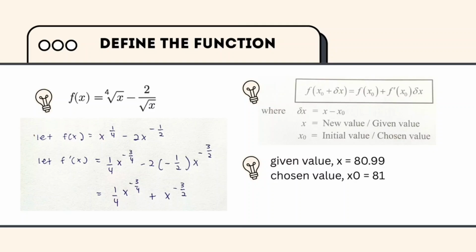After that, we find the derivative of the function, f prime x, and we get f prime x equal to 1/4 x to the power of negative 3/4 plus x to the power of negative 3/2. We will be using this formula. We choose the given value equal to 80.99 and the chosen value equal to 81, because 81 is close to 80.99 and it is a perfect square.